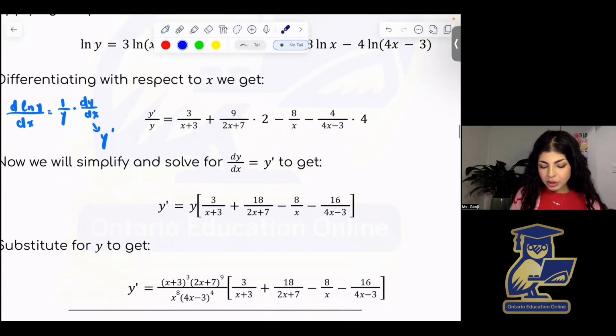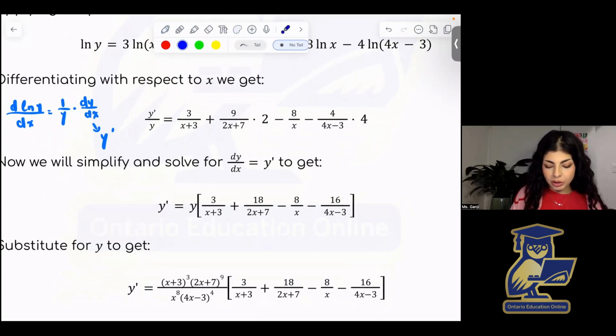And now I just multiply by y here, because again, we are just looking for that y prime. And I've just simplified here by evaluating those multiplications.